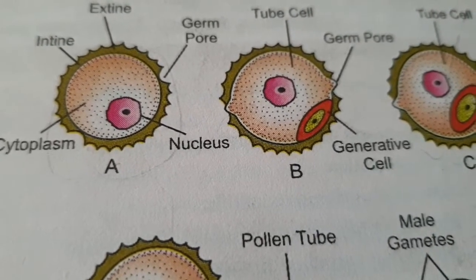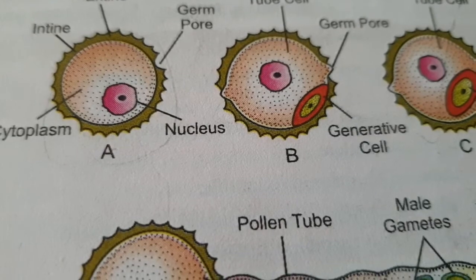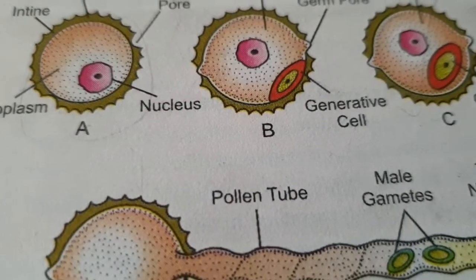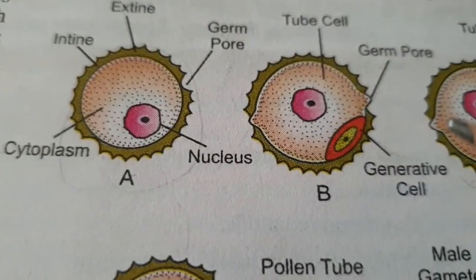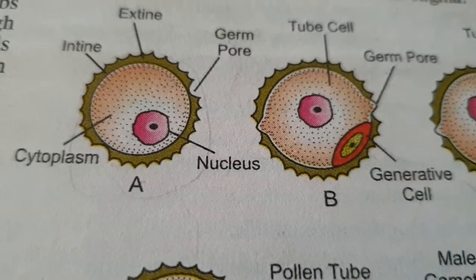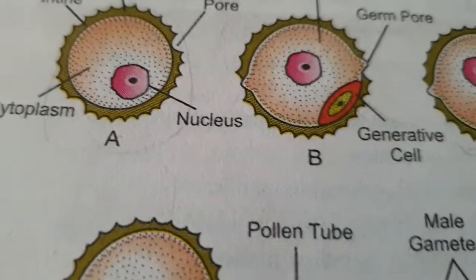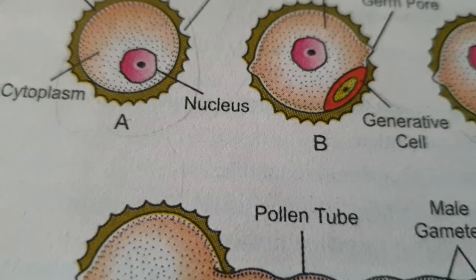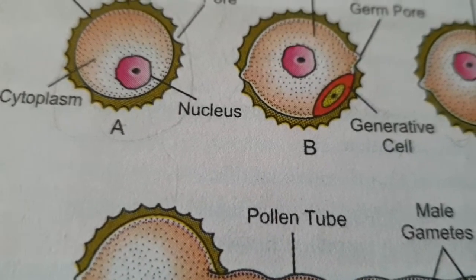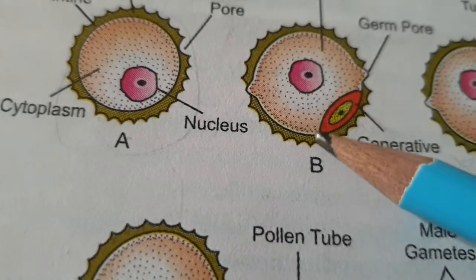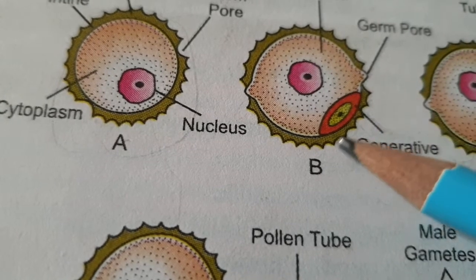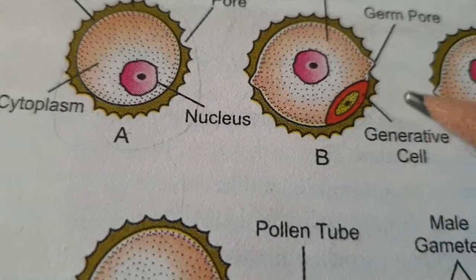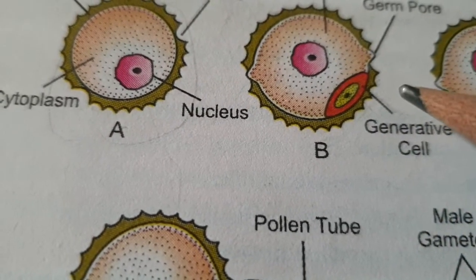Now, after this, what happened? A layer of callus develops around the generative cell. Now, you can see this is the particular generative cell. A callus layer is developing around it, which separates the generative cell from the wall of the pollen grain. Now, you can see this red color portion. This is the callus layer. This is separating it from the inner layer of the pollen grain, the pollen wall.